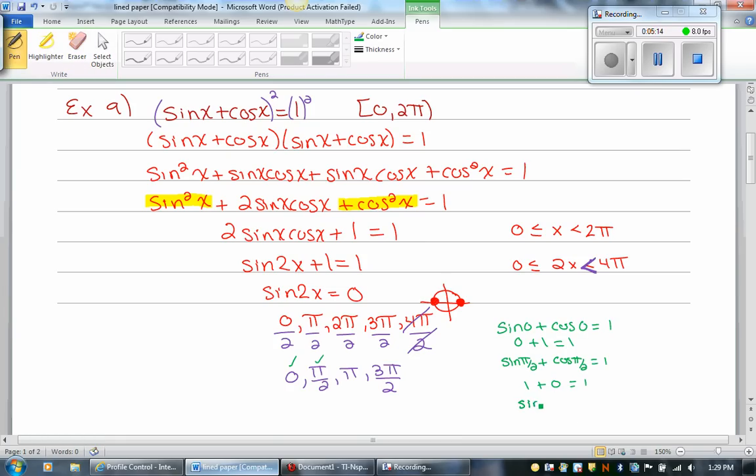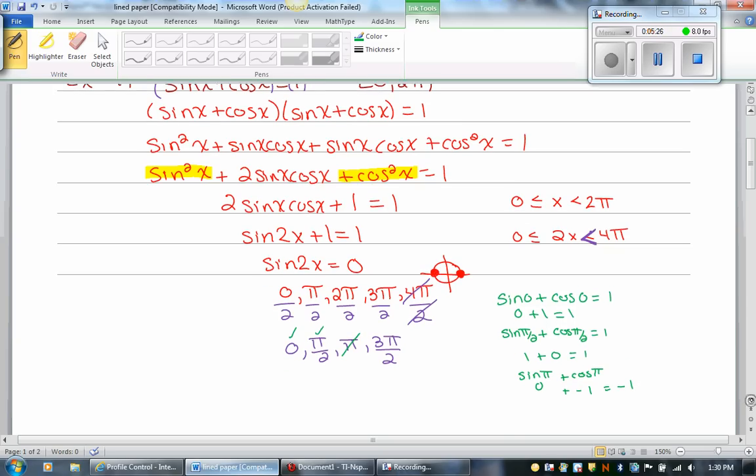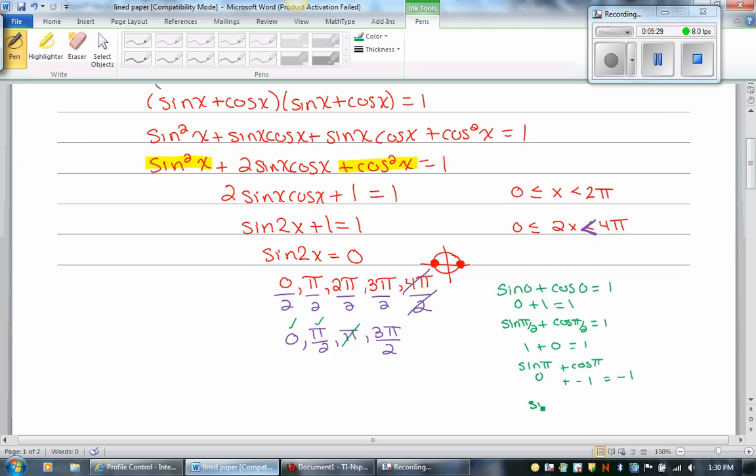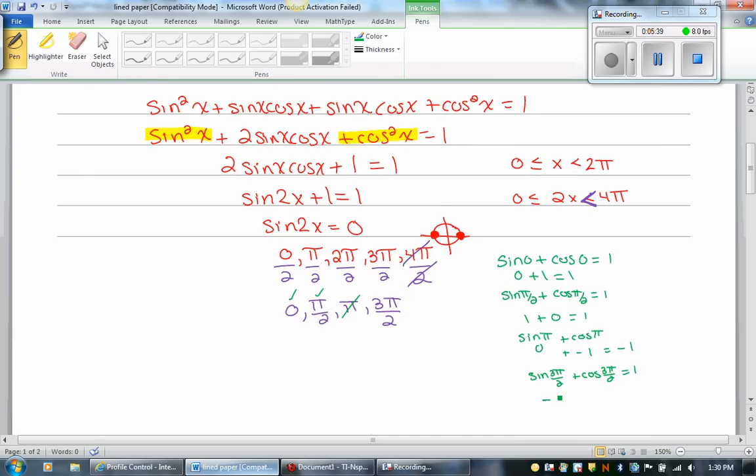Pi. Sine at pi, which we know is 0, plus cosine at pi is negative 1. That gives us negative 1, so that's not going to check. And last but not least, we've got sine at 3 pi over 2, which we also know is 270 degrees, plus cosine at 3 pi over 2. This gives us negative 1 plus 0, and that's going to equal negative 1, so that's not going to check either. So our only two solutions for this are 0 and pi over 2.